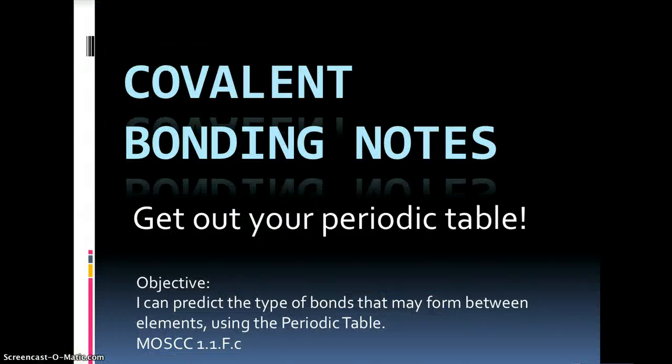Hi, this is Mrs. Miner, and this is going to be how you do your notes for covalent bonding. We are going to work on predicting the types of bonds that you can make from different elements, so make sure that you have out your periodic table.